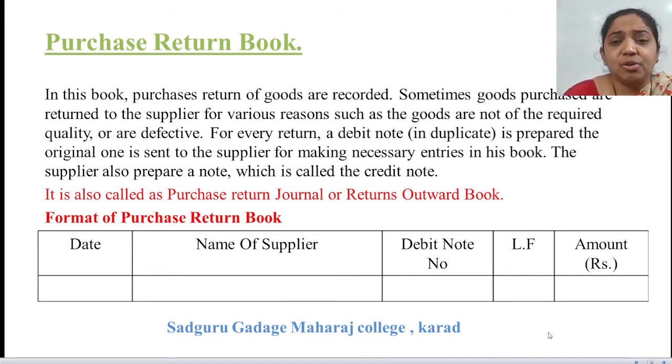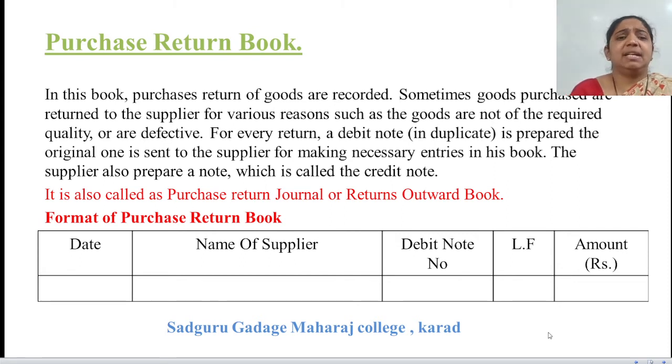Such as the goods are not of the required quality. That means if it's a bad quality, a defective quality, at that time goods are returned. For every return, a debit note in duplicate is prepared. The original one is sent to the supplier for making necessary entries in the book. The supplier also prepares a note which is called a credit note. It is also called purchase return journal, or you can also say it as a return outward book.